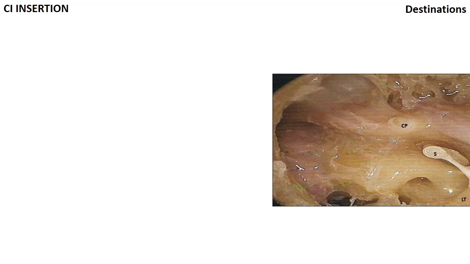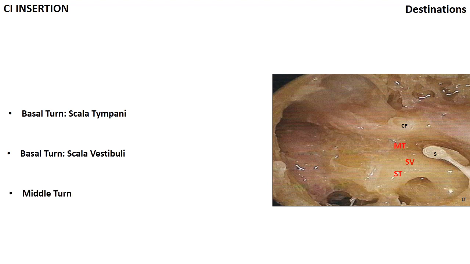As for cochlear implant insertion, we have the following destinations. The main target, in most cases, is to go to the scala tympani of the basal turn. But if this part is ossified and we don't have access to the basal turn, we have to move to the scala vestibuli of the basal turn, because sometimes the scala tympani is ossified while the scala vestibuli of the basal turn is patent. If both are ossified and we don't have access, we have to resort to the middle turn.